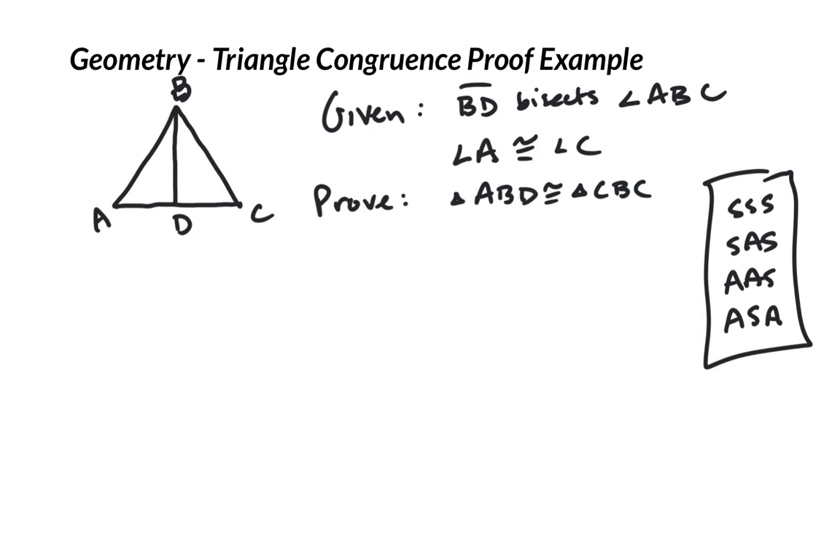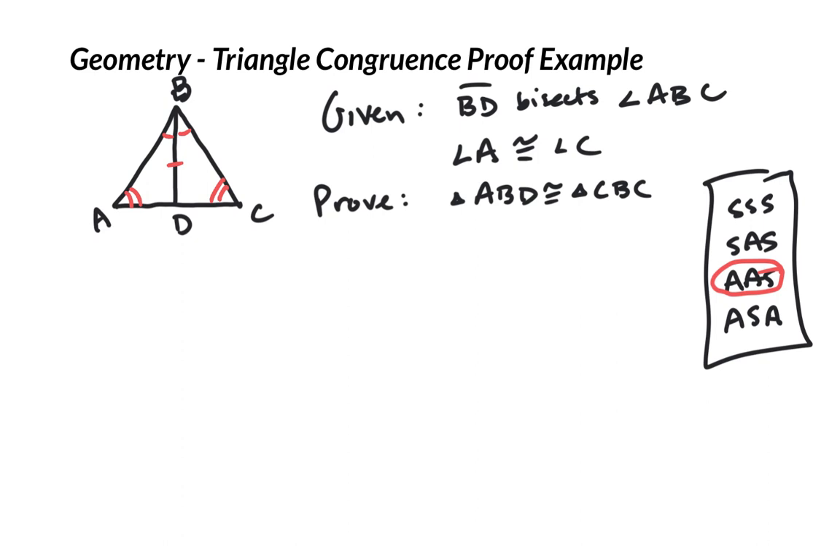So let's look at this from the flow chart. We've been given that BD bisects ABC, so I'm just going to write in what that tells me. That tells me that these two angles here are equal, because that's what a bisector does. Angle A and angle C are equal, and of course they share that side. So I've got two angles and a side not included, so I'm going to aim for angle, side.